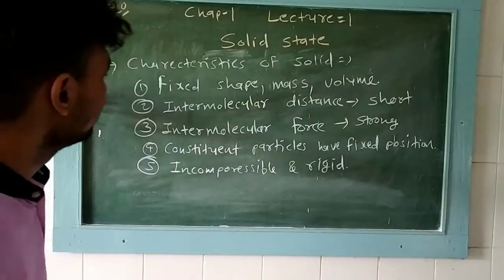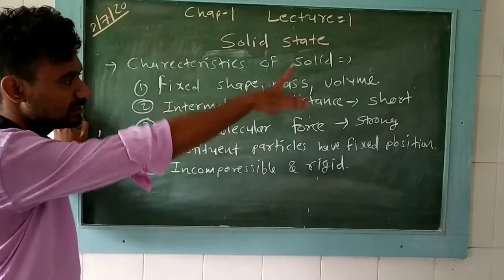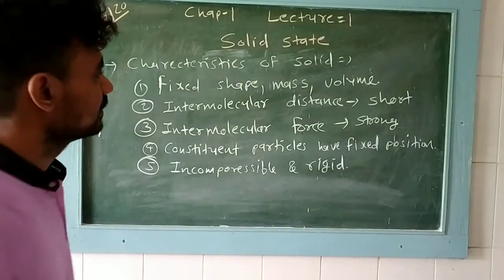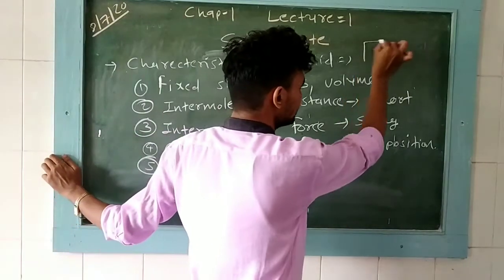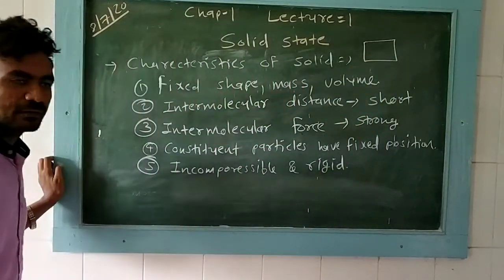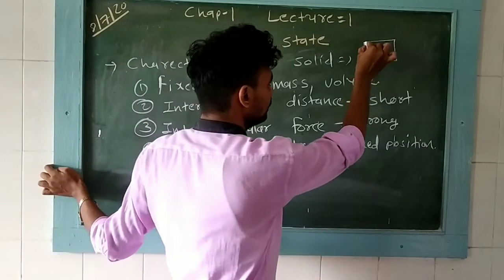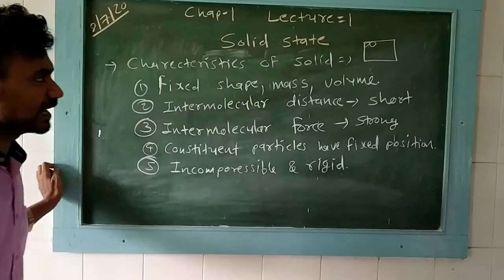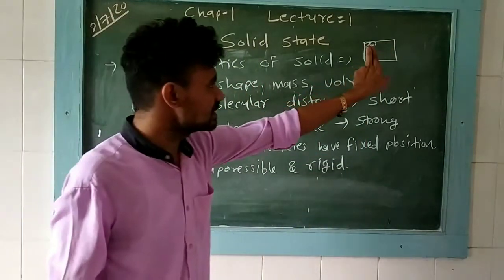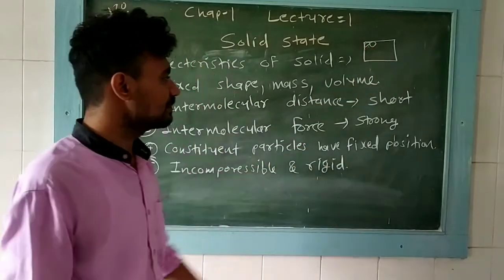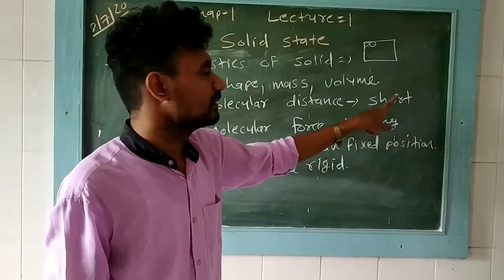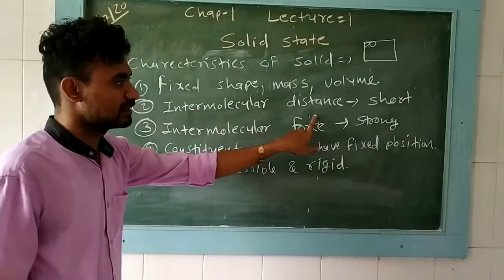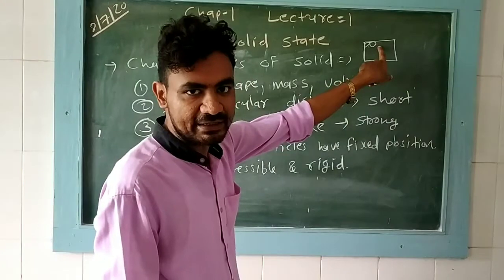Now the second point, intermolecular distance, that is short. Now what do you mean by intermolecular distance? Suppose this is our solid. Now in that, two particles I am taking, two adjacent particles. The distance between those two particles must be very short. So this is called intermolecular distance, and it is very short in case of solid.